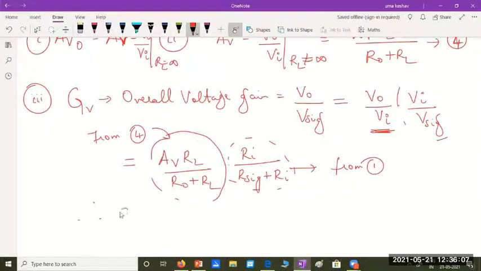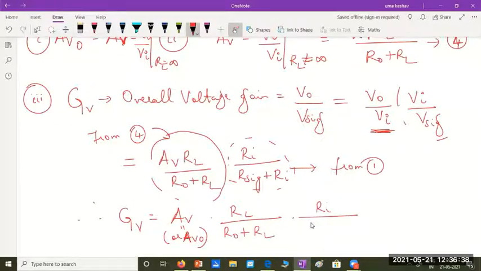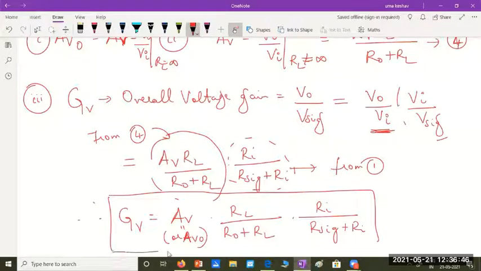Therefore, overall voltage gain GV can be written as AV or AVO. Remember, AV is equal to AVO, the voltage gain with an open circuit load. Both are one and the same. Open circuited voltage gain into RL by R0 plus RL. I'll write this ratio separately, into input resistance by Rsig plus Ri. Okay. So this would be the overall voltage gain in an amplifier.